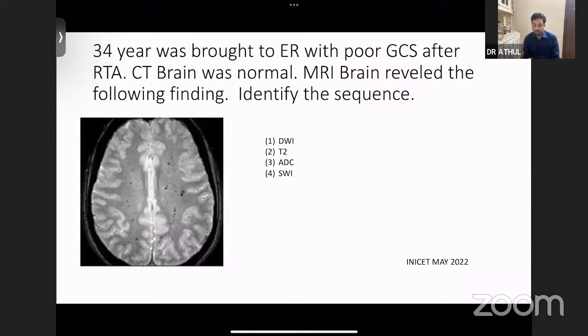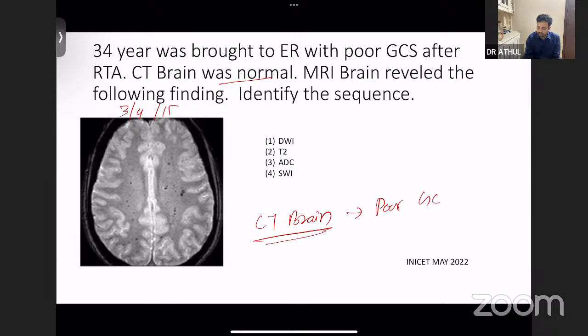So this is another question which was asked in INI-CET May 2022. This is a classical case: a 34-year-old who was brought to the casualty after a road traffic accident. The patient had a poor GCS. Sometimes the examiner will tell you the GCS is 3 or 4 out of 15. So they will definitely go for a CT brain. But in this patient, in spite of the poor GCS, the CT brain was normal. So this is the clue. The CT brain may be normal, but the GCS was poor.